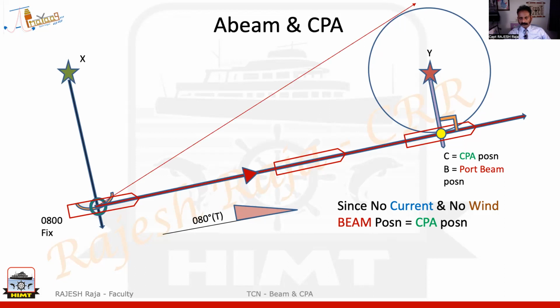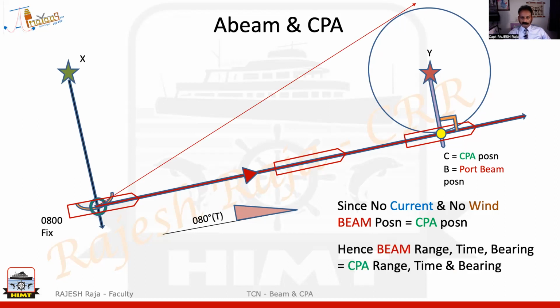Now I can give you a question. Instead of telling you pass 3 miles off and keep the lighthouse on the port side, I can do the opposite. That means I can tell you pass 3 miles off and keep the lighthouse on the starboard. So obviously I'll be traveling in a slightly different way, and I'll be going like this. Now, one thing you should realize, the last sentence which I've written on the bottom, since CPA and beam position are same, there's no change. So your beam range, time, bearing is going to be exactly same as CPA range, time, and bearing.